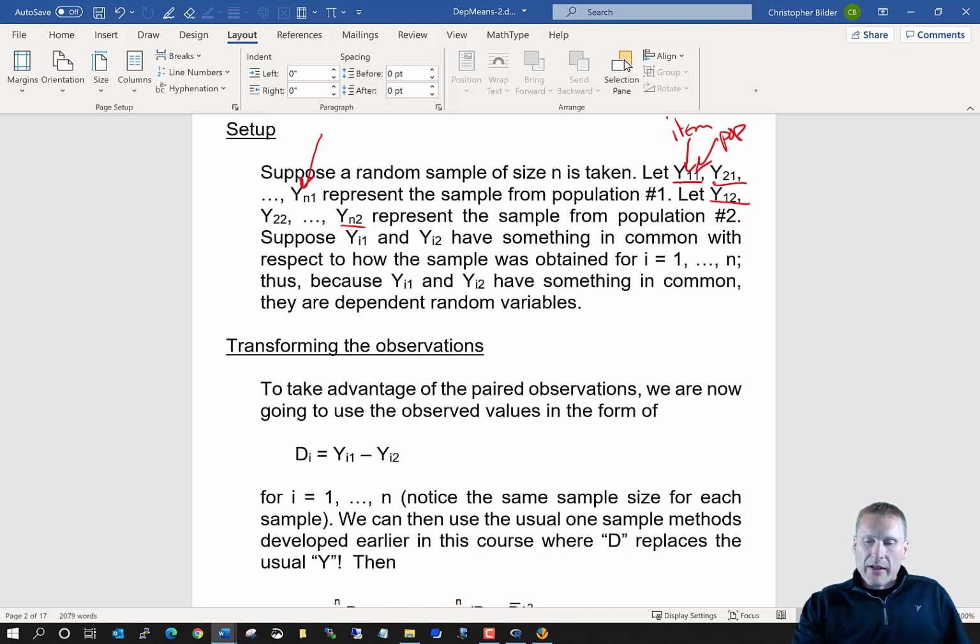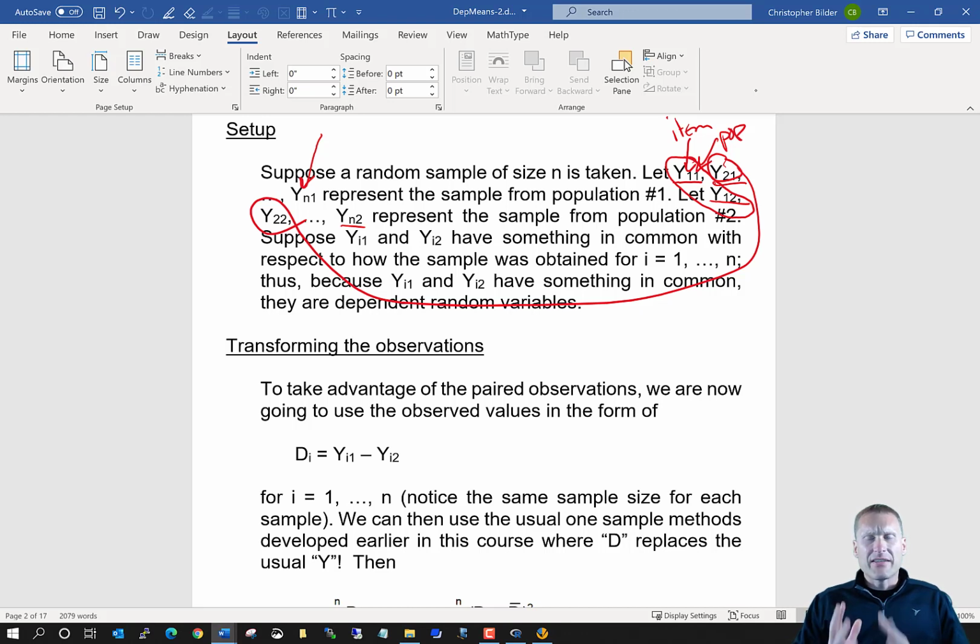The key thing, though, is that y11 and y12 have something in common with respect to how this sample came about. y21 and y22 have something in common in terms of how the sample came about, and so on. So y11, y12 could be, let's say, Wheaties prices at Hy-Vee and Walmart. y21, y22 could be milk prices for a particular brand at Hy-Vee and Walmart as well, the same brand. So that's how we define our random variables.